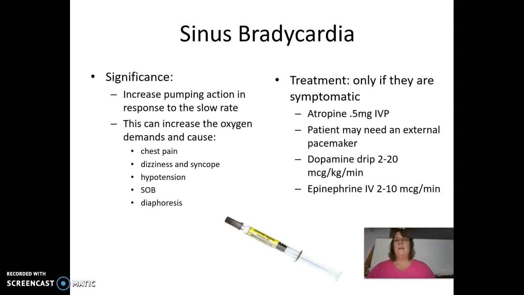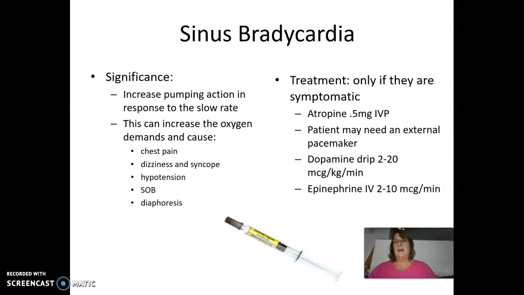Significance of a slow heart rate? Well, increased pumping action in response to the slow rate can cause oxygen demands to change. So again, remember our cardiac output is based off of stroke volume times heart rate. Stroke volume shouldn't be impacted with this. Your heart has time to fill properly. It has a good diastolic phase to it, but it's also times your heart rate. And if your heart rate's only 30 or 40, you're going to decrease your cardiac output.